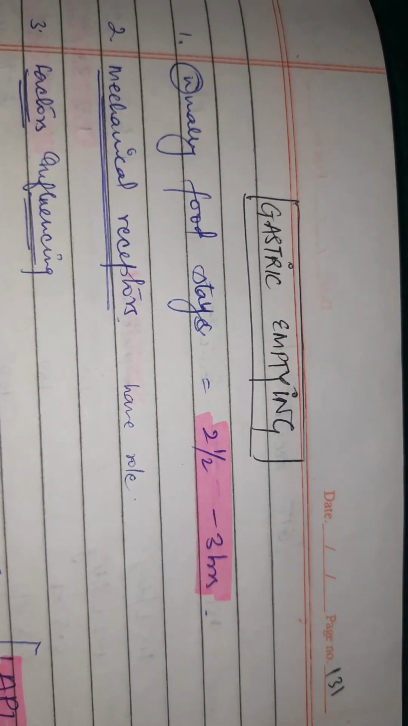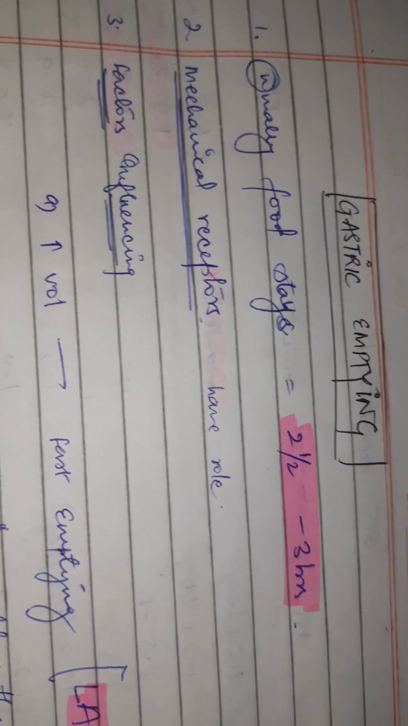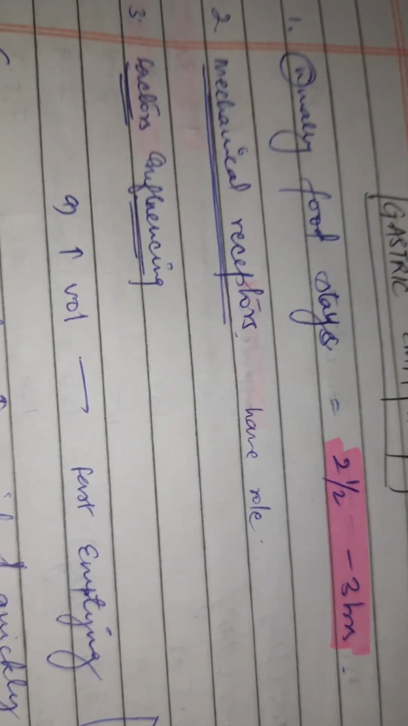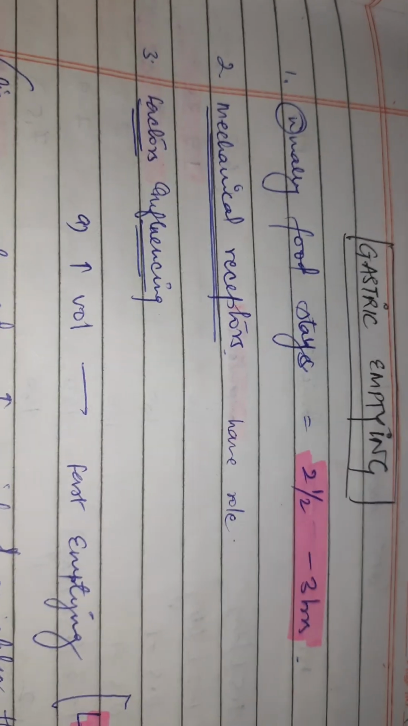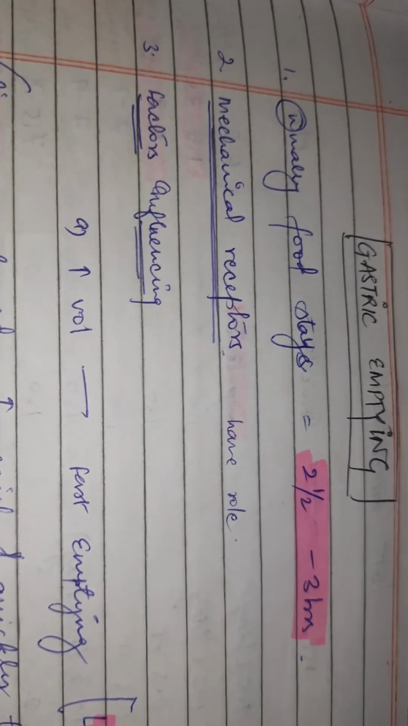Then gastric emptying. What is gastric emptying? It means emptying of the stomach. Normally food stays for 2.5 to 3 hours in the stomach. Mechanical receptors have their role in gastric emptying.